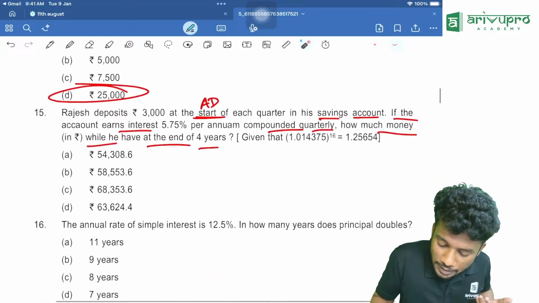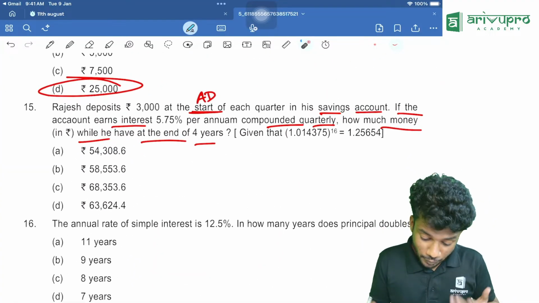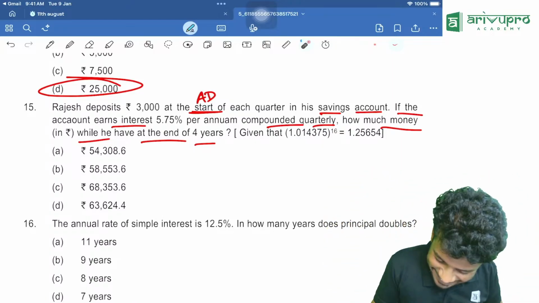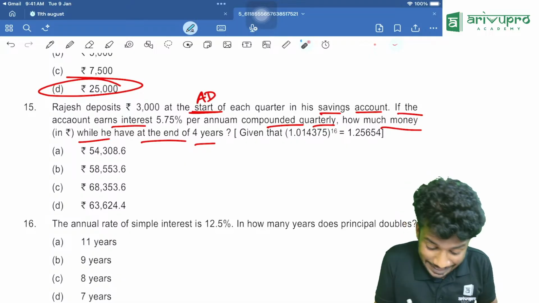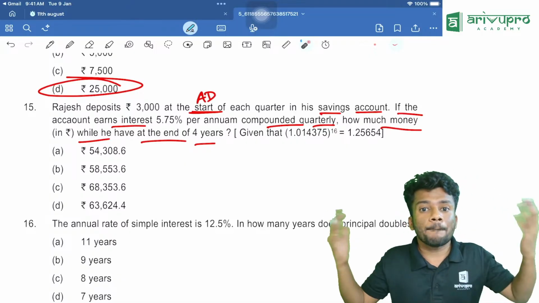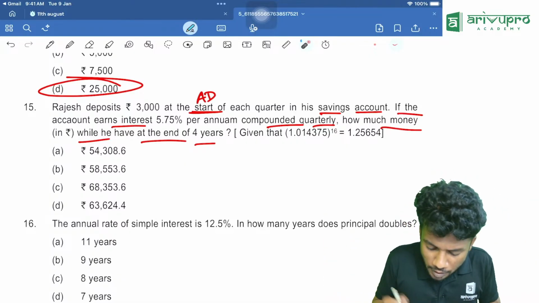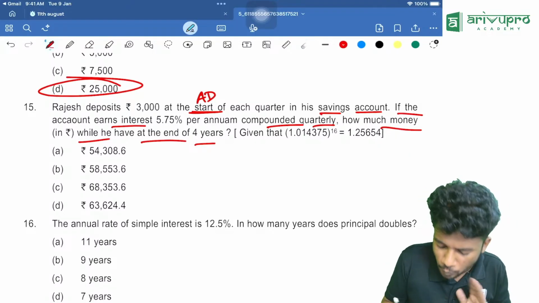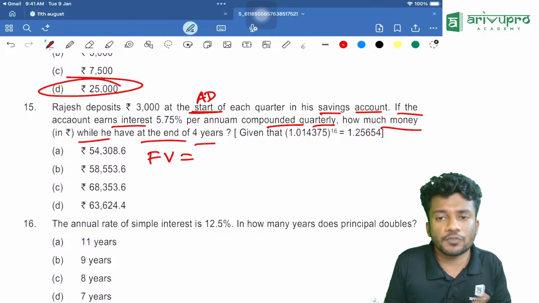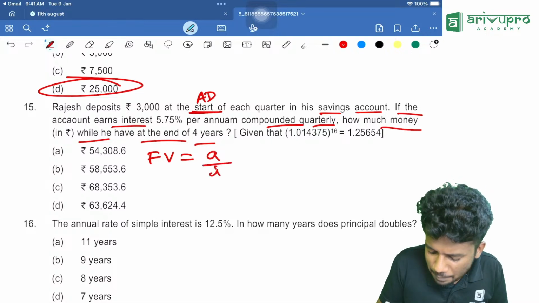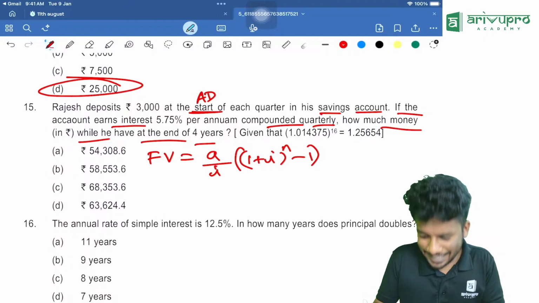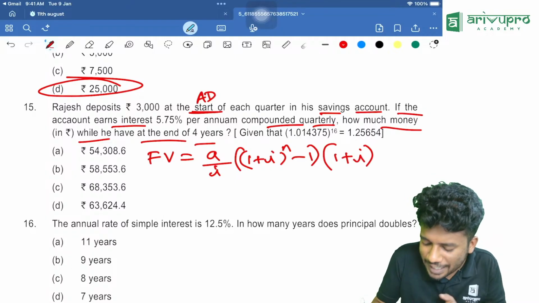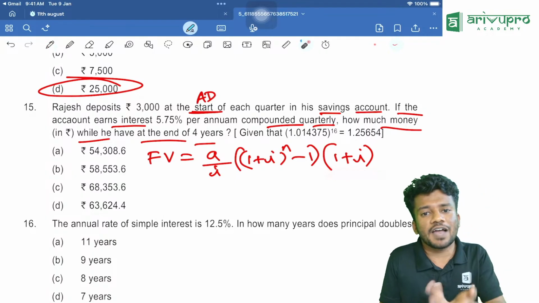Okay, got it. Now, here what is happening? He is accumulating the sum of money. So we need to find the future value of annuity due. What is the formula? Future value of annuity due is nothing but A by I into (1 plus I) the whole raised to n minus 1, into (1 plus I). One extra term will come because of annuity due.